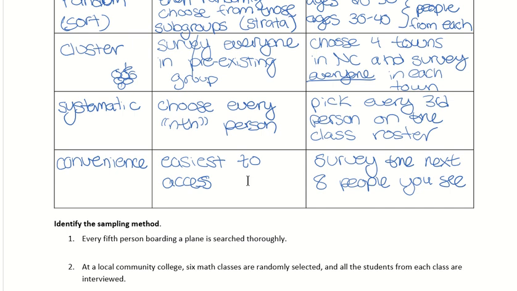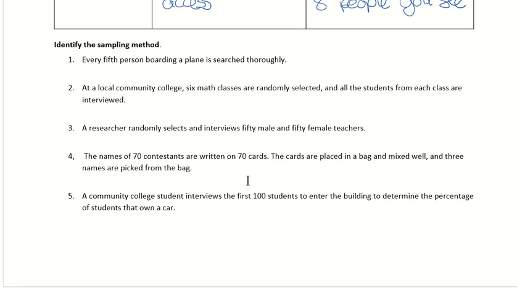So here are some examples. We're almost done. We're just going to identify the sampling methods based on the scenarios. So every 5th person boarding a plane is searched thoroughly. Every 5th person is a system. This is systematic sampling.